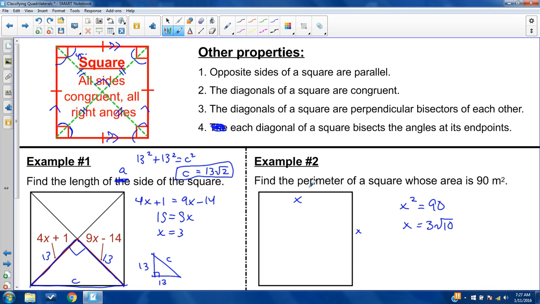So each side is 3 root 10 units long. So what is 4 times that? What is adding all of them up together? That's 12 root 10. That's your perimeter. Right there.